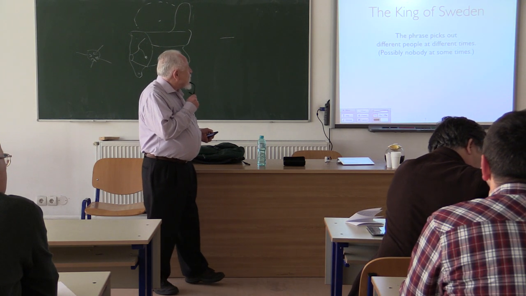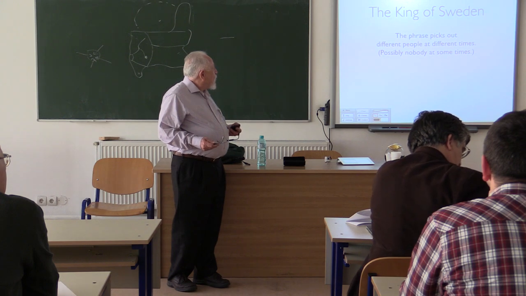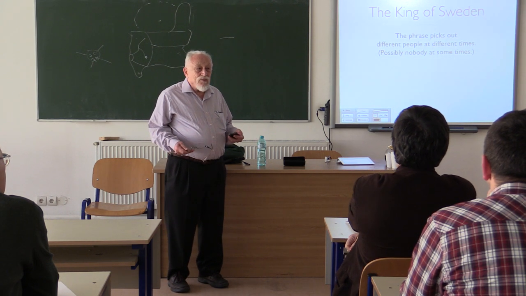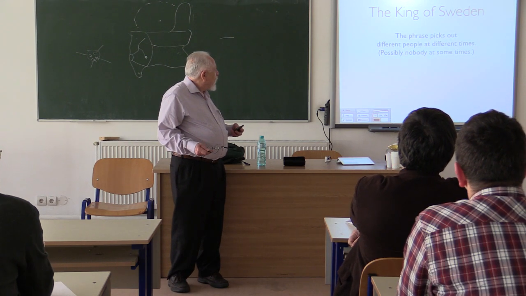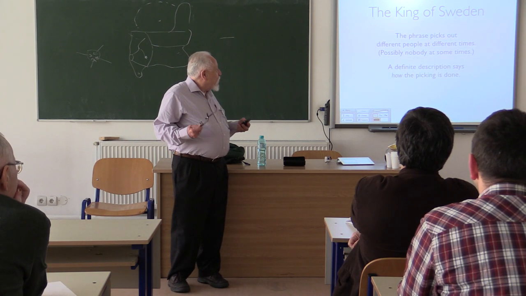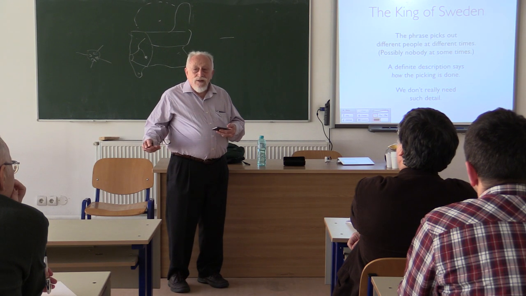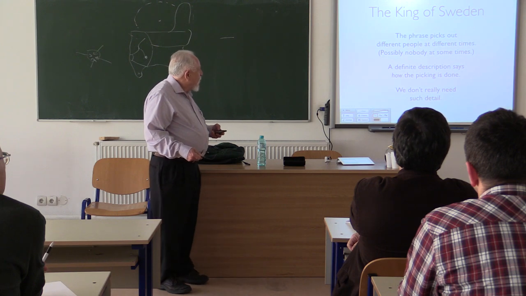OK, so King of Sweden picks out different people at different times. But it also is partial. There are times when there is no king. It doesn't pick out anybody. A definite description says how this picking out is done. But that's more than we need. We just need that it does this.